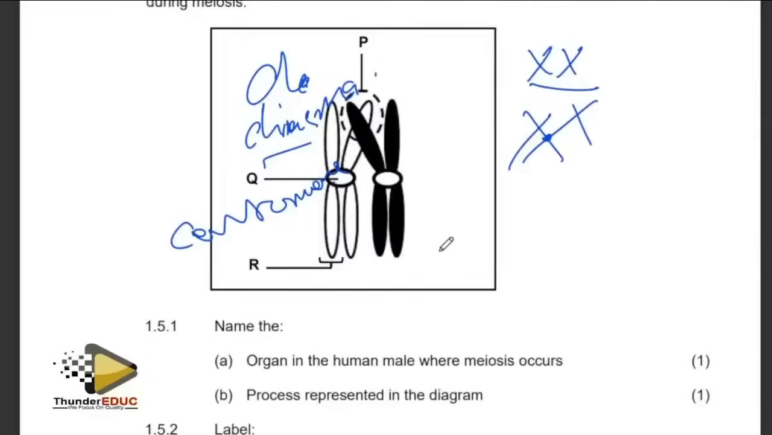Homologous chromosomes under crossover, we call it a bivalent.